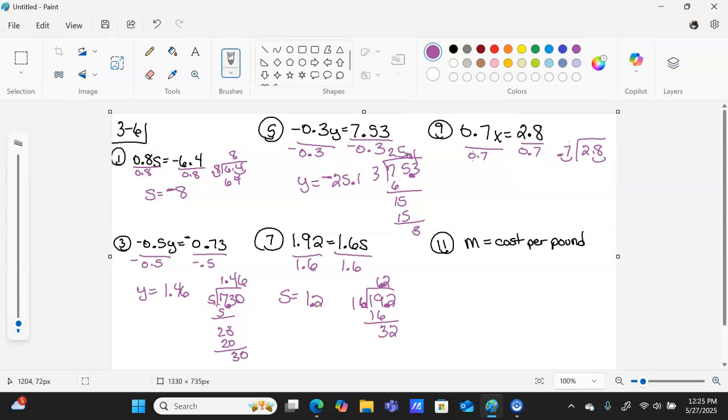Move that decimal, and so it's gone in both of them. Well, it's not gone. It's on the right of both of them. And 7 goes into 28 4 times. And so x equals 4.